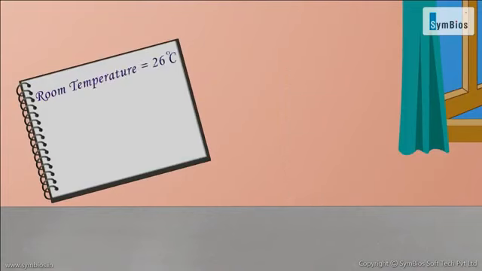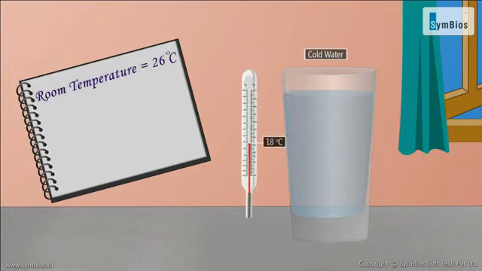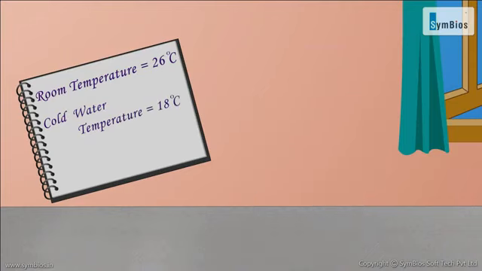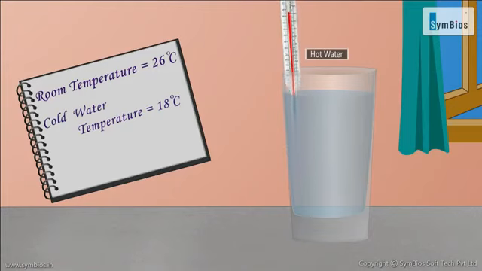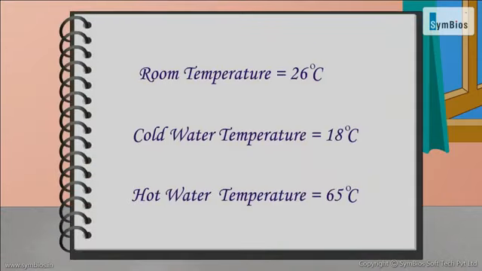Now, place the thermometer in a glass of cold water for a few seconds. Remove the thermometer from the water and note the readings. Finally, place the thermometer into a glass of hot water. Remove after a few seconds and note the readings. Notice that the thermometer gives different readings depending on the temperature of the substance into which it is inserted.